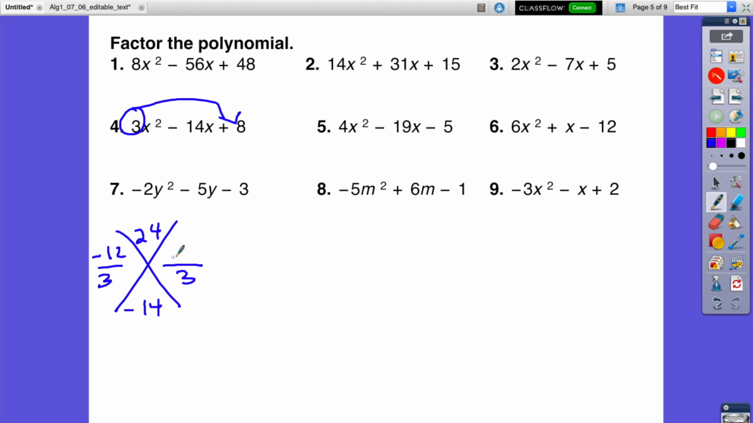negative 12 and negative 2. Does that make negative 14? Yes, it does. Okay, can I reduce this one? Absolutely. That would be negative 4. I'll write it down here.